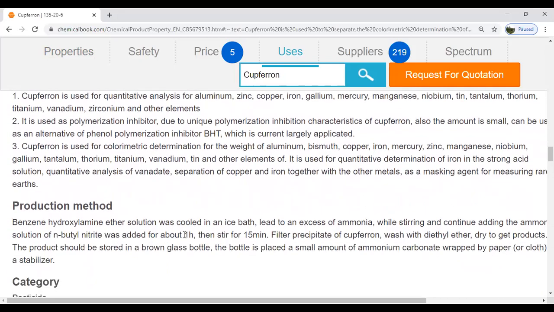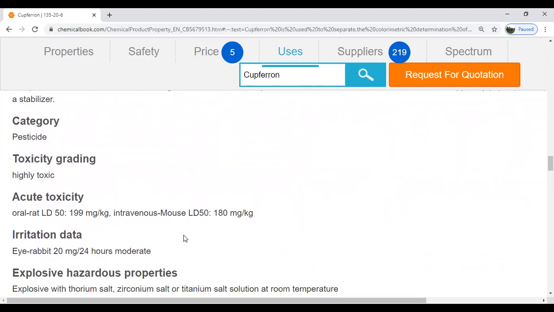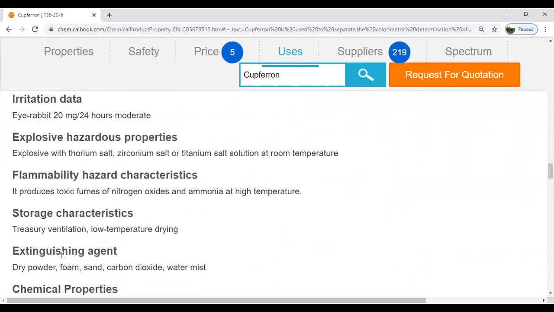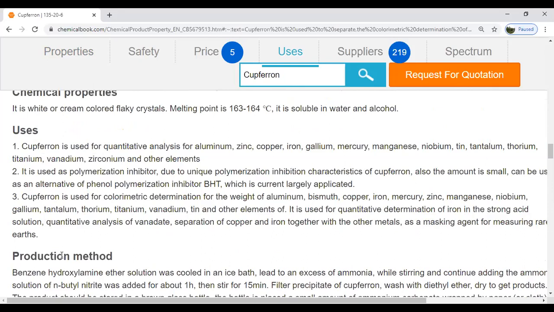Okay. Production method is also given here. Category: toxicity, it is highly toxic. So basically, what I'm trying to show you is how to find the information. Okay, and for us, the important part is this uses.